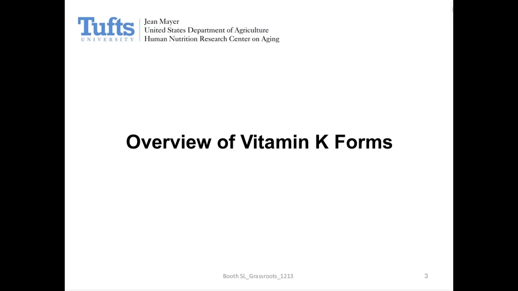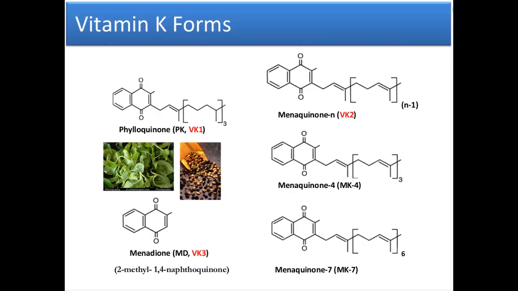So let's talk about the vitamin K forms. When we talk about vitamin K, we're not talking about one single chemical. We're actually talking about 13. And they're grouped into several categories. For the purpose of this talk, we're going to talk about vitamin K1, which is also known as phylloquinone. And the one that's getting a lot of attention right now is known as vitamin K2 or menaquinones.